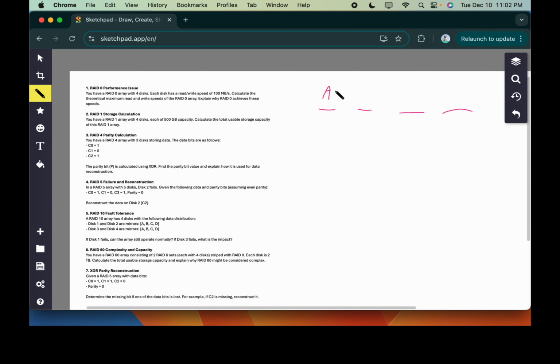So if this is like A, B, C, D, this can read 100, this can read 100, this can read 100, this can read 100. How many can be read together? 400. I can read 100 from each of the 4 disks at the same time. And that's what's great about RAID 0. You're able to read from multiple disks at the same time.